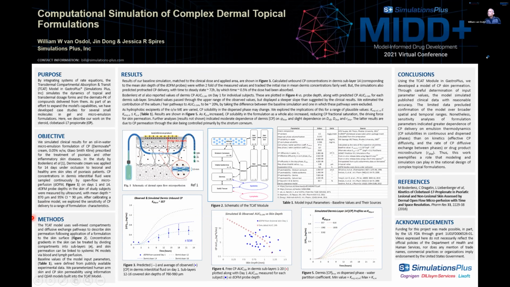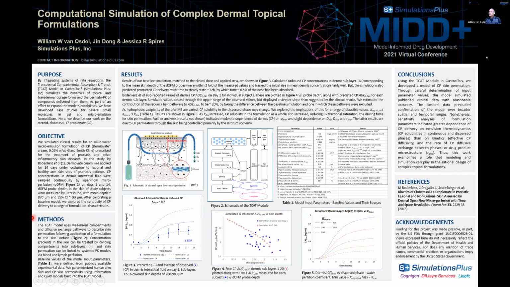The TCAT model uses well-mixed compartments and diffusive exchange pathways to describe skin permeation following application of a formulation to the skin surface. Concentration gradients in the skin can be treated by dividing compartments into sublayers, and skin permeation can be linked to systemic PK models, either compartmental or physiologically based, via blood and lymph perfusion.